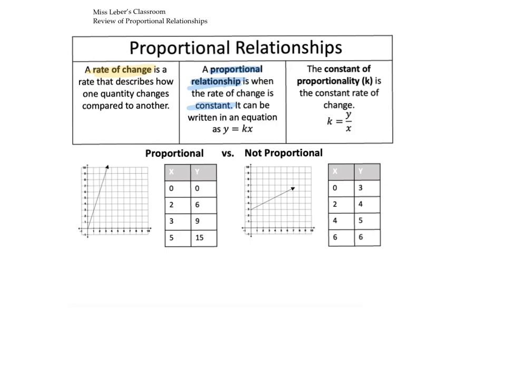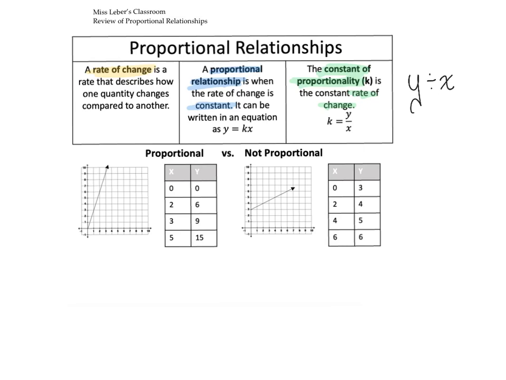So when we find our rate of change, we call this the constant of proportionality. Remember, AKA, that's just our fancy math language for rate of change. And to do that, we are just going to do our y divided by x. So whenever you look at a table, whenever you look at a graph, things like that, you're always going to be doing y divided by x.